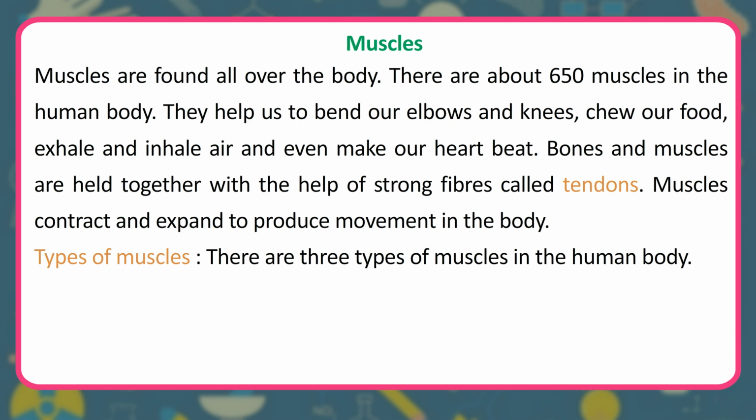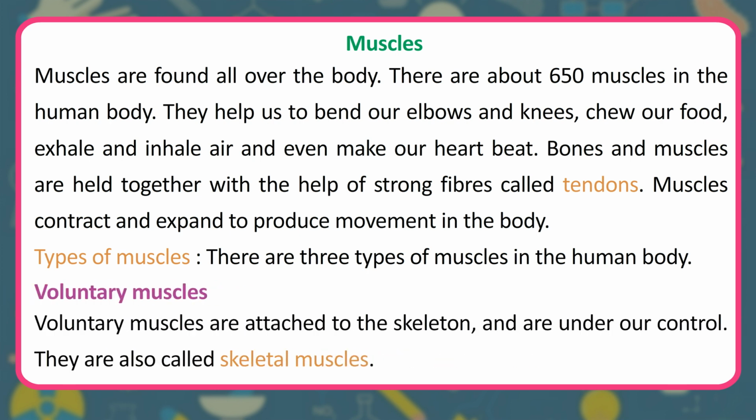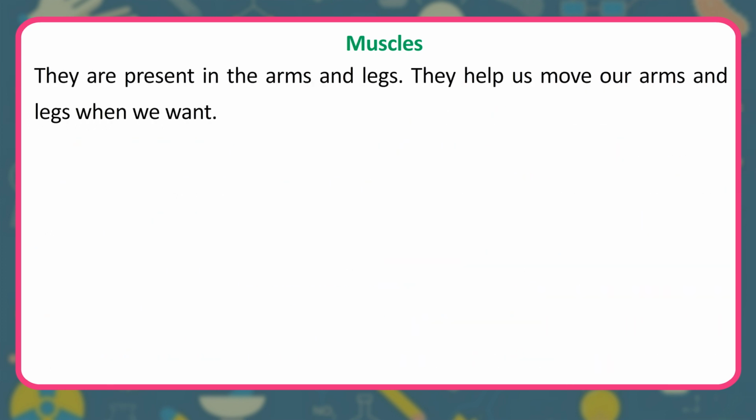Types of muscles. There are three types of muscles in the human body. Voluntary muscles. Voluntary muscles are attached to the skeleton and are under our control. They are also called skeletal muscles. They are present in the arms and legs. They help us move our arms and legs when we want.